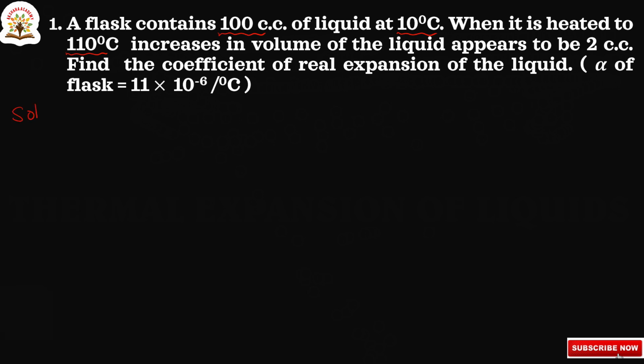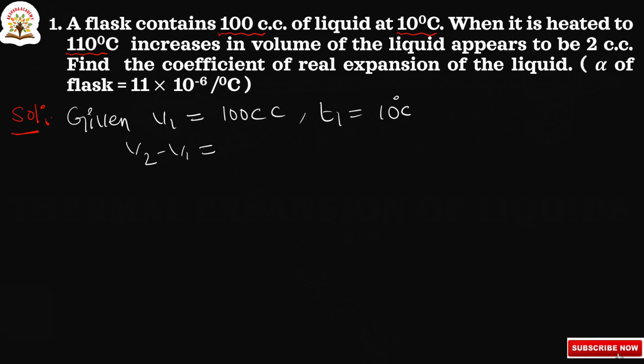Let us go to the solution. First, given V1 is equal to 100 cc and T1 is equal to 10 degree centigrade, and they have given V2 minus V1 as 2 cc, and T2 as 110 degree centigrade. Now we have to find out the coefficient of real expansion of liquid.